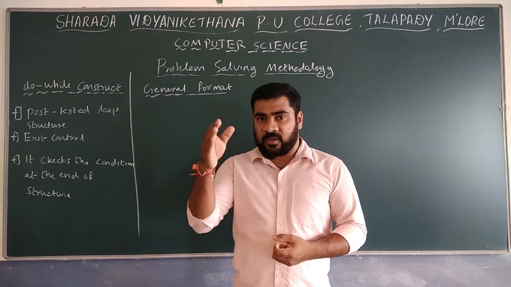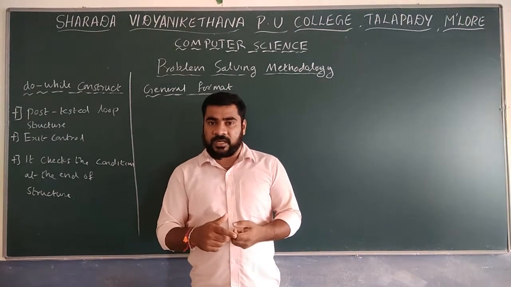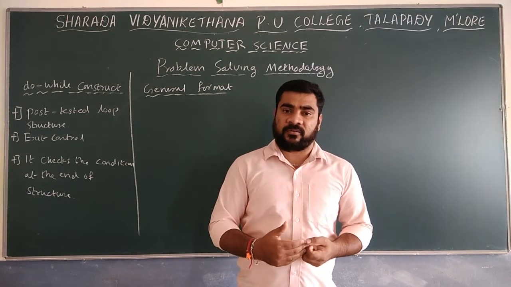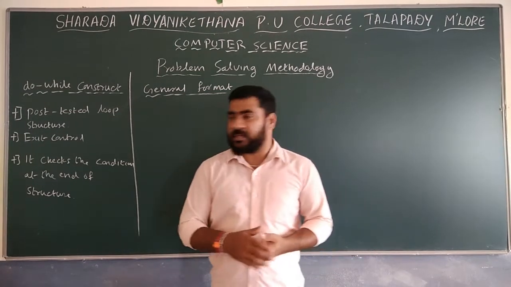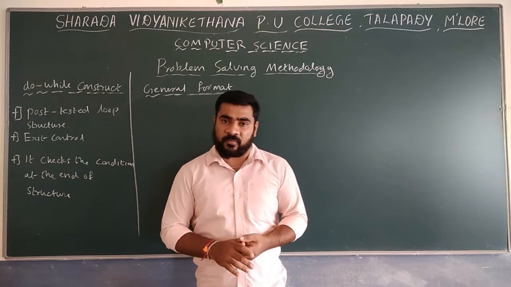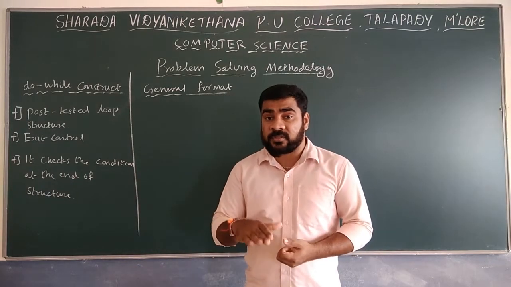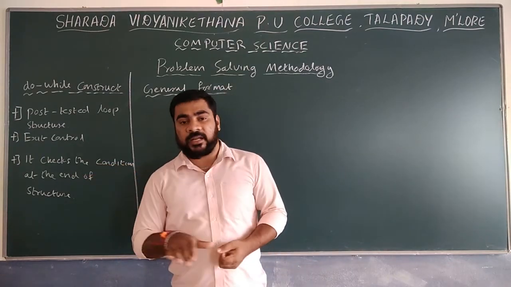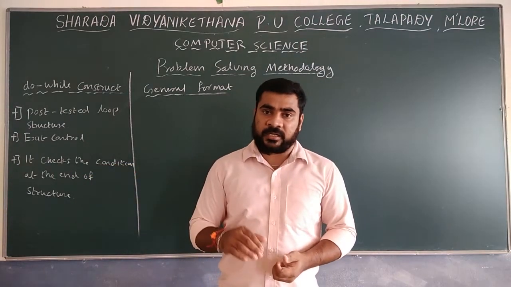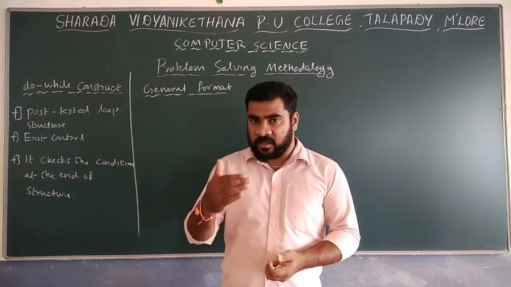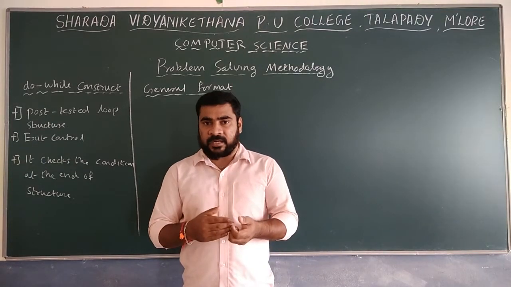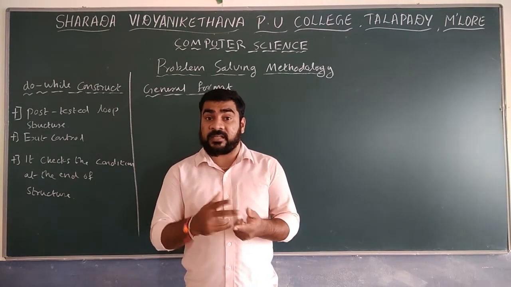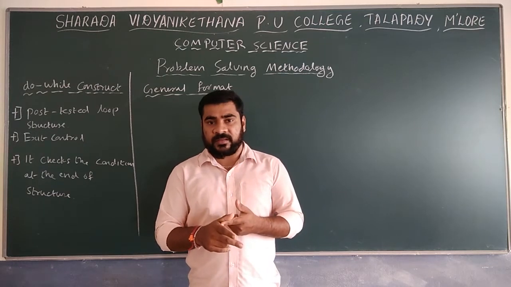First it will execute the loop body. After that, we will check the condition. If the condition is satisfied, once again we will execute the statements. So that will be repeated. That is actually known as an exit control looping structure, or post-tested looping structure. Here it checks the condition at the end of the structure. First the statements are executed, then the condition is checked. In case of while, first the condition is checked, then the statements are executed. That is the main difference between while and do while.